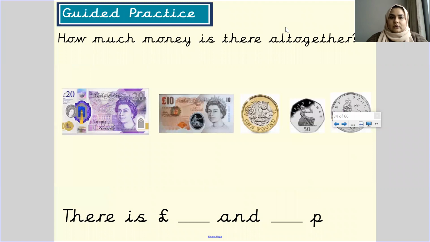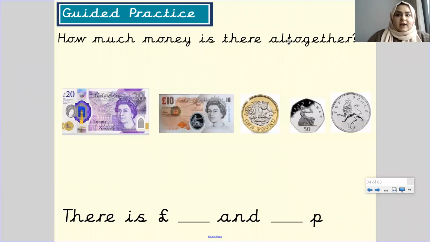Okay, now this is your guided practice. For your guided practice, what I would like you to do is work out how much money there is all together. So you have this here. How much money is it all together? Pause the screen now and work your answer out.